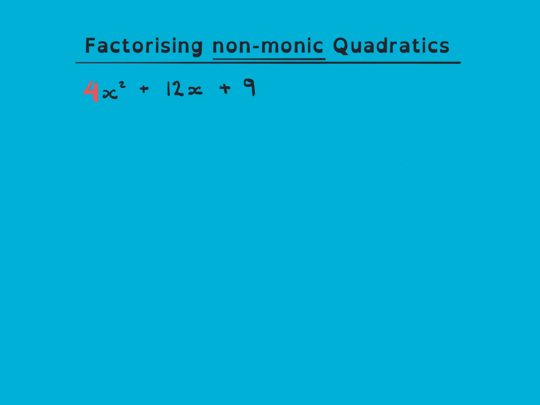So if I were to write a general formula for a quadratic, the coefficient of x squared, which is a, would have to be greater than 1. Not 1, but greater than 1.